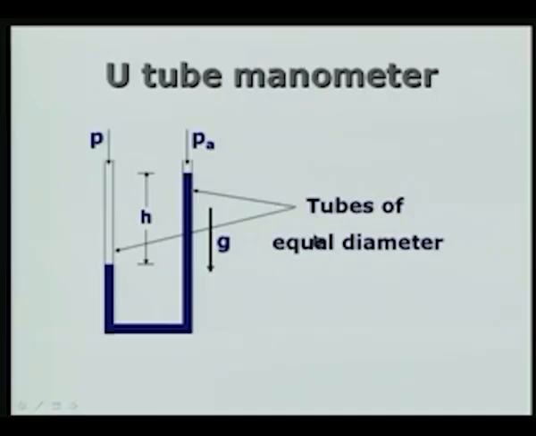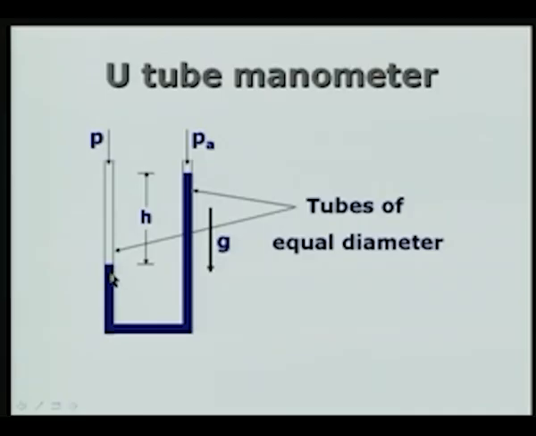We have two tubes of equal diameter, the gravity is acting in the lower direction like here, and when I apply a pressure difference, P is the pressure to be measured, Pa is the pressure which is the atmospheric pressure which is acting on the other limb. So, we have a liquid which is filling this tube, and this liquid is called the sealing liquid, it is also called the manometer liquid.